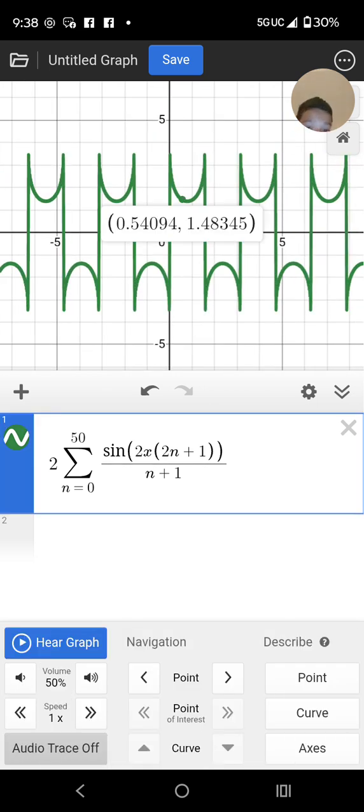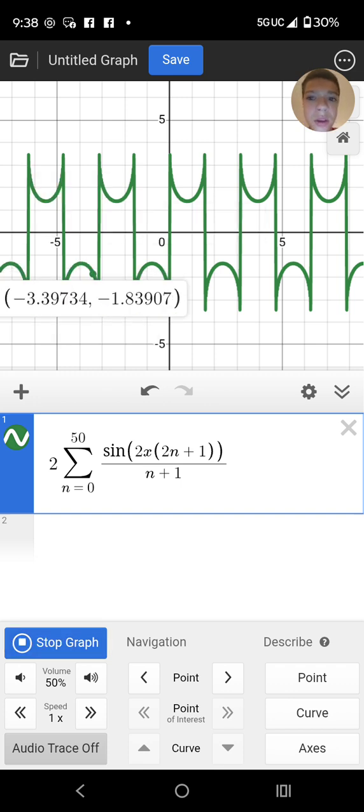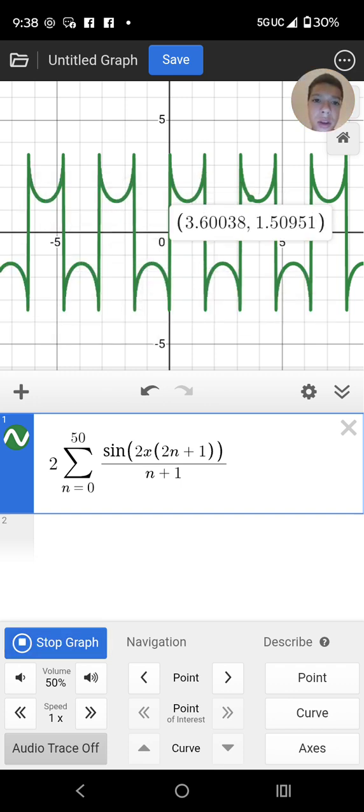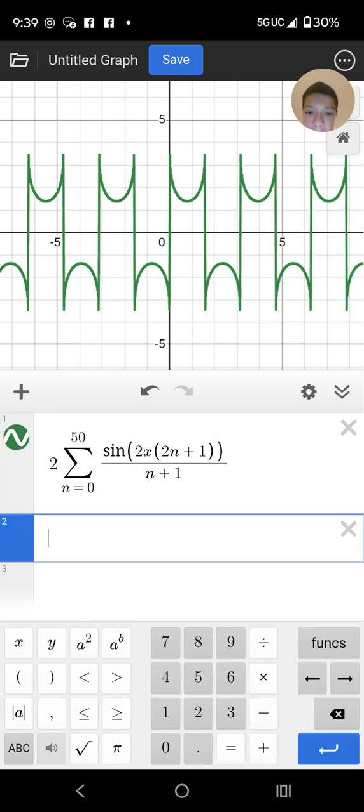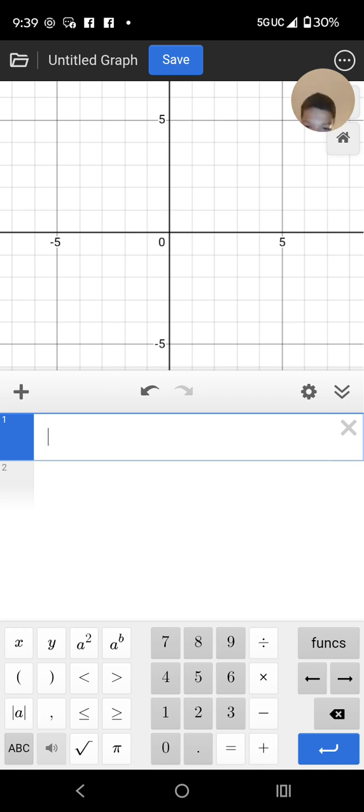It's still a Fourier series because the a sub n part of the Fourier series would be 0, and the a0 part would also be 0. And we're multiplying that series by 2. The b sub n would be 1 over n plus 1. Look at that. So that was an introduction to a Fourier series. We're going to do a few more experiments.